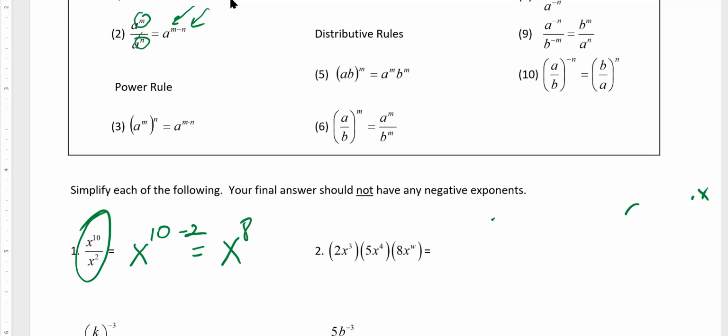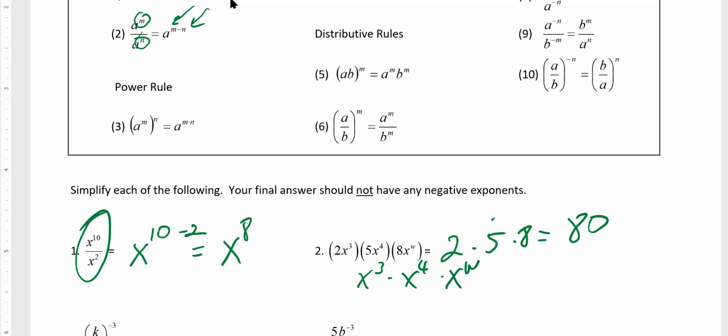Okay, the next one, number 2, is this. The first thing we'll do is multiply all the numbers together. We get 2 times 5 times 8, and that is 80. Then we have the x's. We have x to the 3rd times x to the 4th times x to the w.